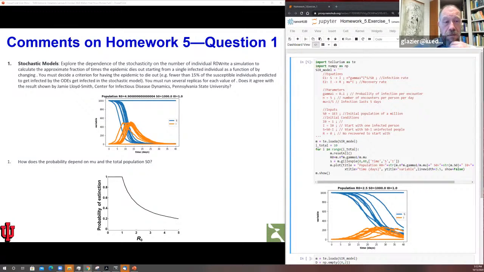Some people did this. Some people had trouble with this. When people had trouble with it, they typically forgot to put the reset into their simulation. If you call the solve repeatedly, it will continue from where you stopped. It won't reset the values. So if you want independent runs, you have to have the reset.